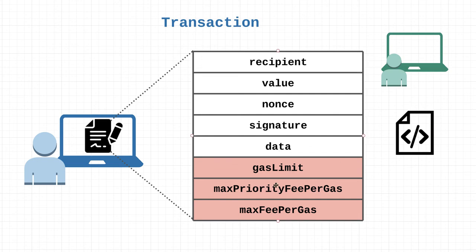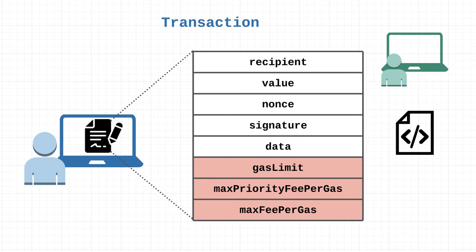So for now, just remember that this data field is going to be used whenever we are sending transactions to smart contracts. Now these fields right here, gas limit, max priority fee per gas, max fee per gas, I did want to include them in this tutorial since they are an important part of the transaction. However, I don't want to get too deep in the weeds because we are going to have a separate tutorial covering each of these concepts in more detail later on. A dedicated gas tutorial. It's going to be pretty interesting.